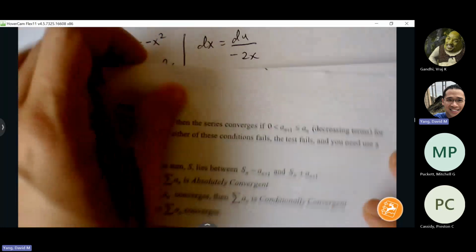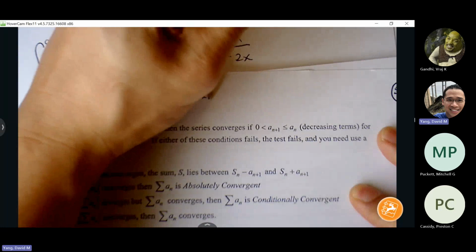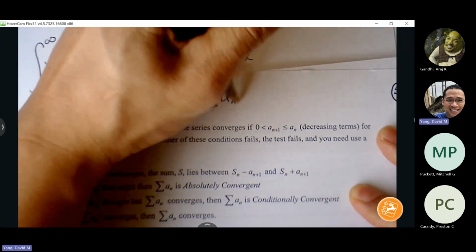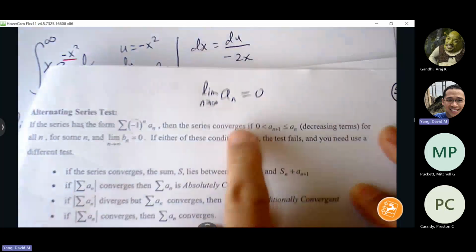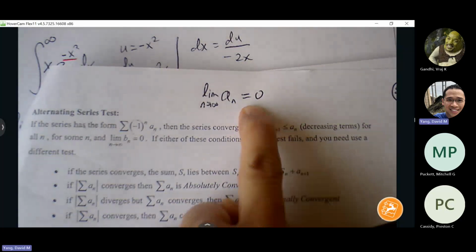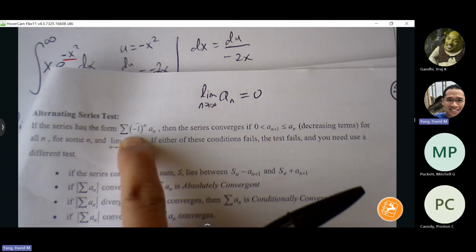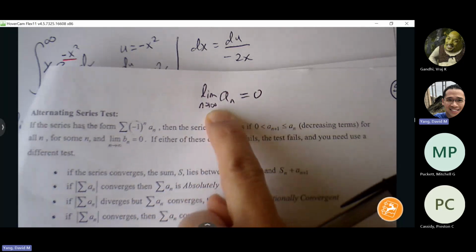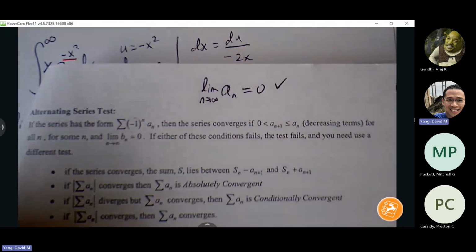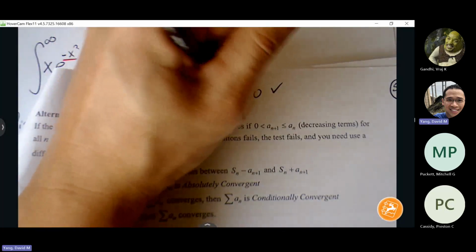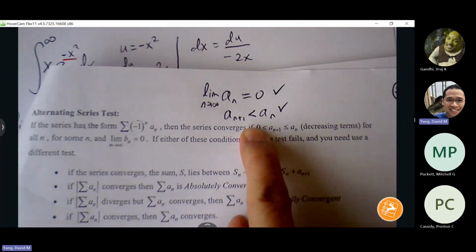So normally, the limit as n approaches infinity of a sub n, if we went through the nth term test and it equals 0, we normally have to say that it's inconclusive, right? That it may converge, it may not converge. We don't know. But once we add an alternator to it, then this condition is good enough to say that the series converges. As well as a second condition, which is my a sub n plus 1 has to be less than a sub n. That's just to indicate that every subsequent term is decreasing.